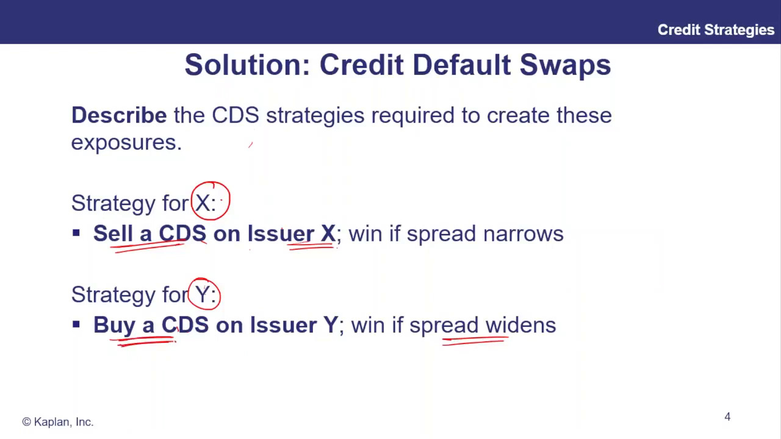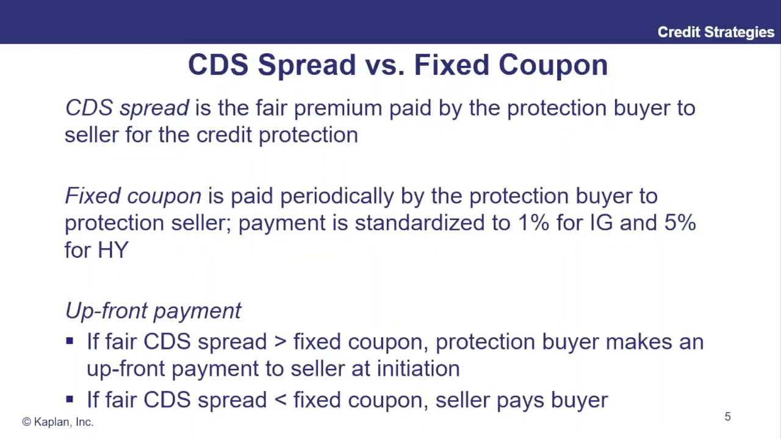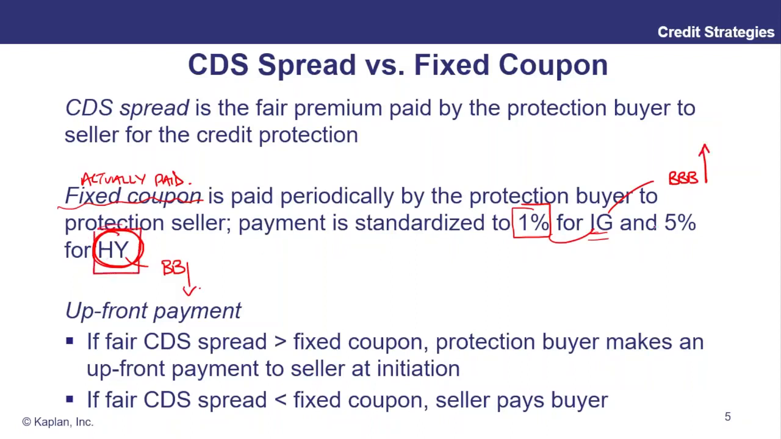Now, I did mention there was a technicality that we need to consider with regards to this fixed payment. The fixed payment that the protection buyer pays over to the protection seller is actually a fixed coupon, which is standardized depending on the reference name. If the reference name is investment grade, then the fixed coupon that's actually paid by the protection buyer to the protection seller is 1%. If the reference name is high yield, in other words, rated BB or below, investment grade, you'll remember, being the highest BBB rating and above, then the coupon is standardized to 5%, higher as you'd expect buying protection on a more risky name.